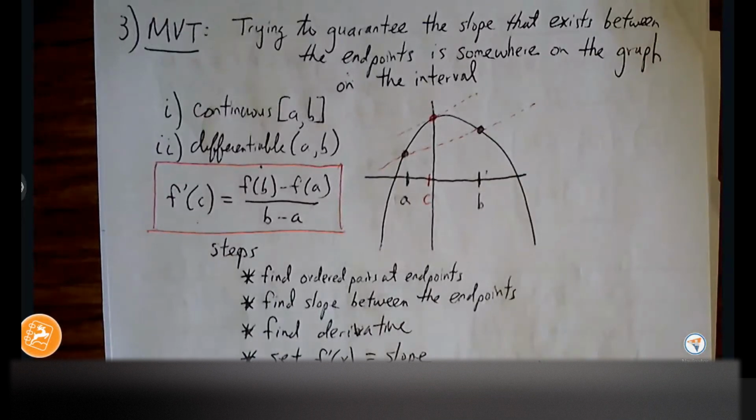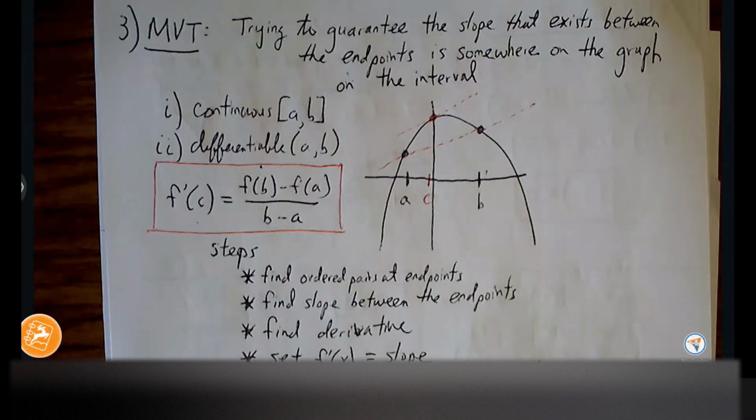So mean value theorem is similar to Rolle's theorem. We're also trying to guarantee a specific slope. Our conditions are going to be very similar as well. But mean value theorem is not as restrictive as Rolle's theorem.